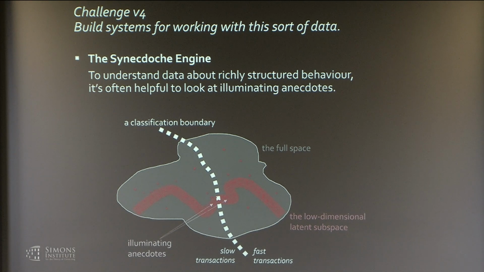Basically anything that's related to human behavior is much more easily understood when you look at it as a narrative of individuals rather than as aggregates and parameters.